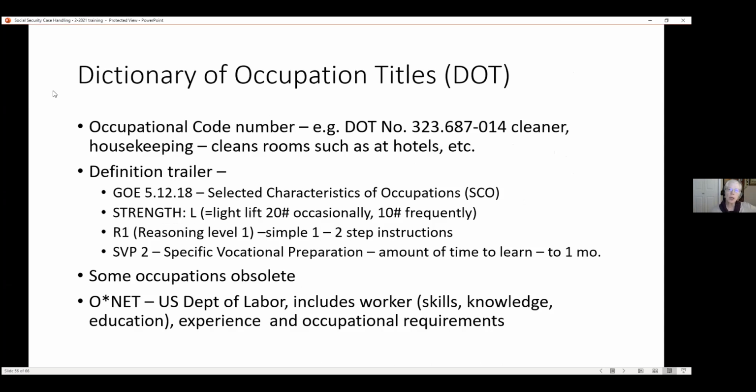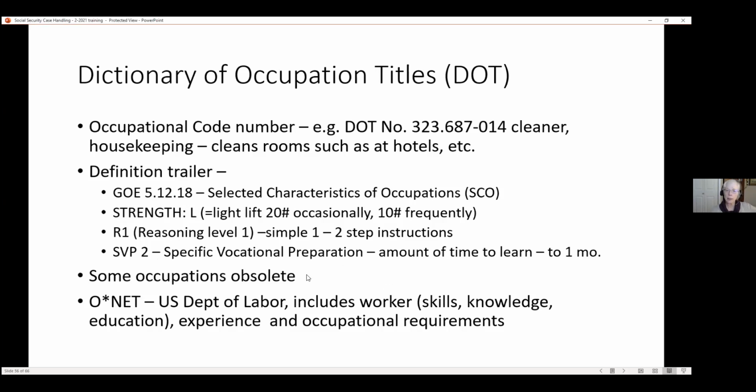Dictionary of Occupational Titles. At the hearing, the vocational expert will give you a Dictionary of Occupational Titles number. Here's an example for cleaner. The GOE in the Dictionary of Occupational Titles refers to the Selected Characteristics of Occupations, which is the companion publication, and they have definitions. They'll have strength, reasoning level, SVP, specific vocational preparation, which is how long it takes to learn the job. Some of these occupations are obsolete.